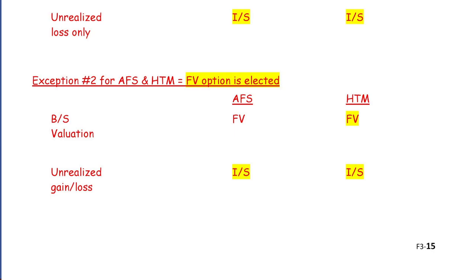The first exception that we saw was an impairment loss, where we have unrealized losses. And the second exception was when the fair value option is elected by the investor for accounting for these available for sale or held to maturity debt securities, where, as I said, they are accounted for at fair value on the balance sheet, and any unrealized gains or losses go into the income statement.